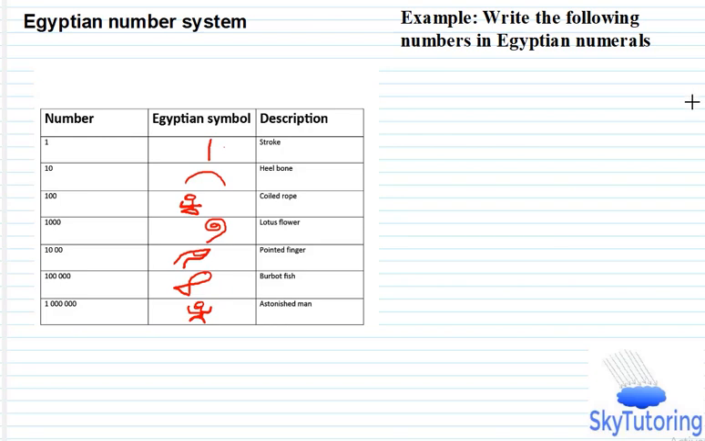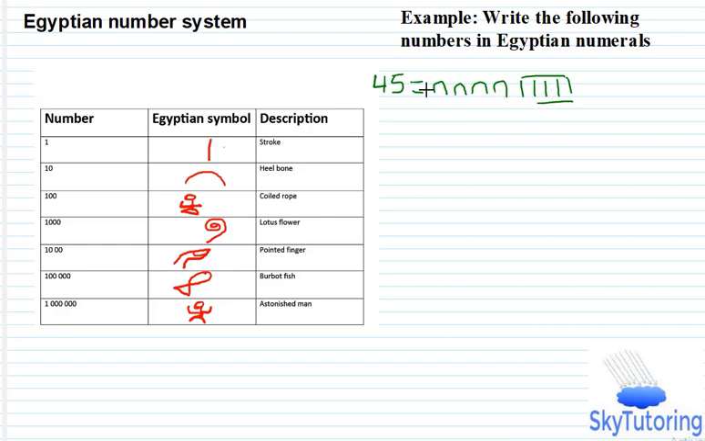Okay, so let's see an example. Write the following numbers in Egyptian numerals. So let's take 45, for instance. We're asked to represent that in the Egyptian number system. So 45, we have 40, which is 4 tens, and we have 5 units. So for 40, we have the 10, so we will be writing 4 heel bones, and then 5 strokes. These are the strokes. Now, this is 45 in the Egyptian system.